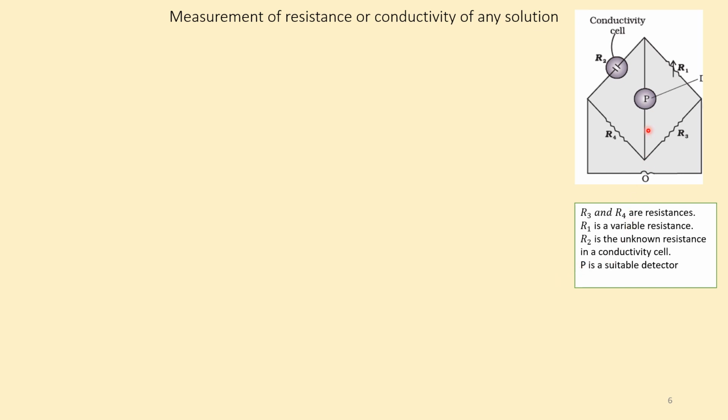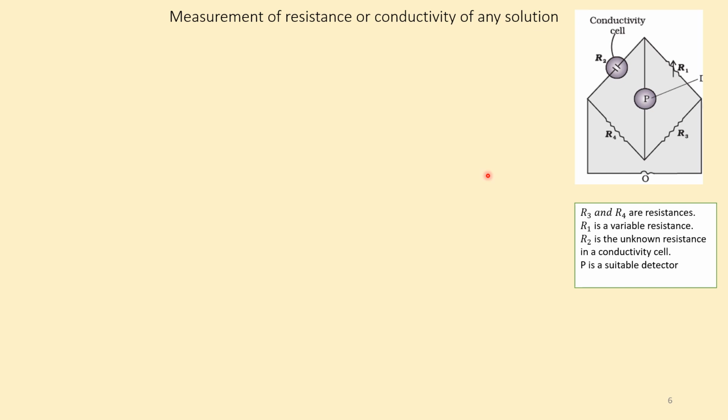Here, this is a Wheatstone bridge, having resistances R3 and R4, and a variable resistance R1. So R1 is a variable resistance, R3 and R4 are resistances. R2 is an unknown resistance which is in the conductivity cell, and P is a suitable detector. This detector can be a headphone or other electronic device.